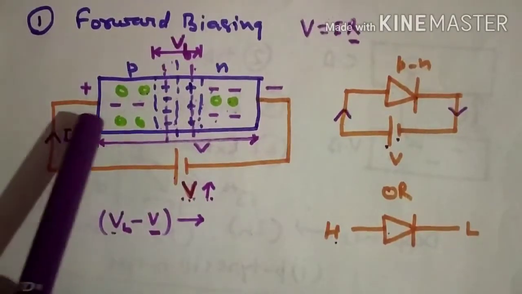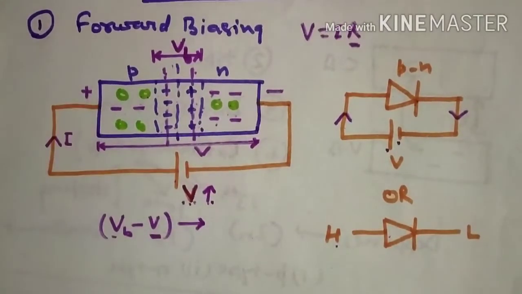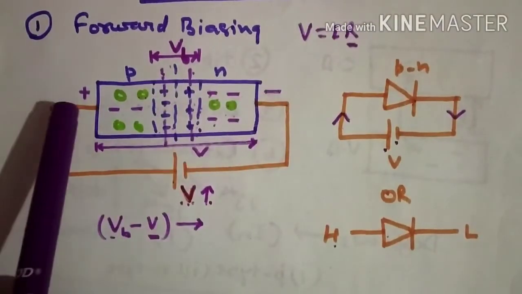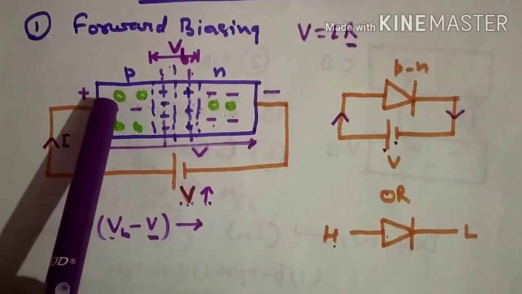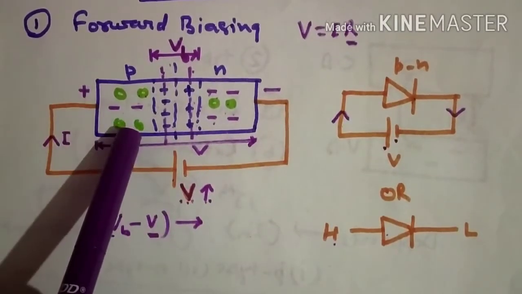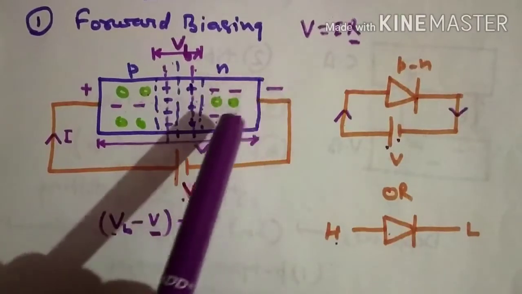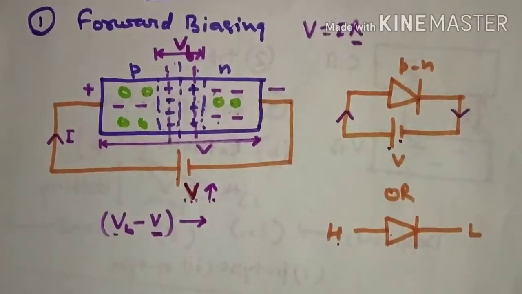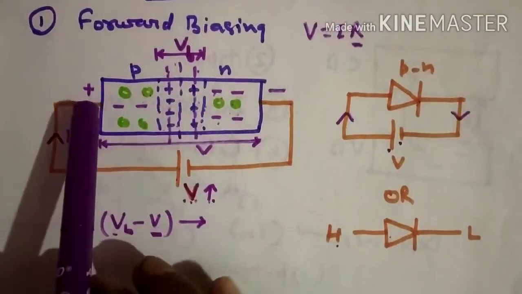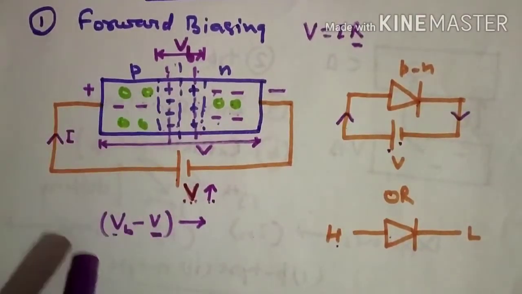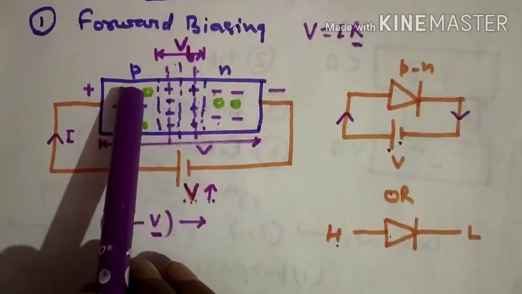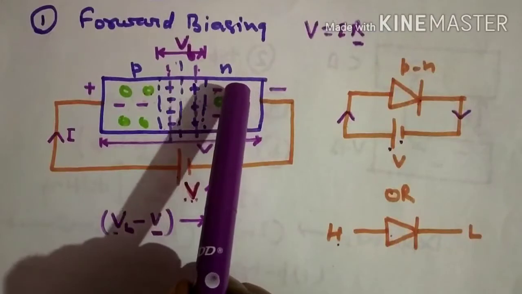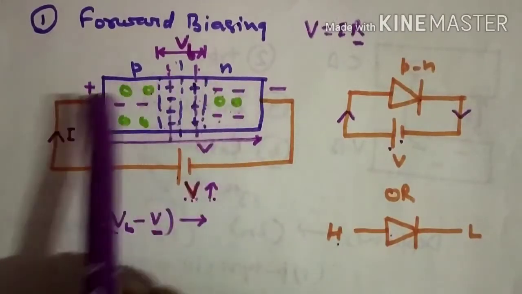Because of the forward biasing, this P region achieves the positive polarity and the N region achieves the negative polarity. This positive polarity starts repelling these majority current carriers, the holes, and this negative polarity starts repelling the majority current carriers, the electrons, in this region. And because of this repulsion, these holes start crossing from the P region to the N region, and these electrons start crossing from the N region to the P region.